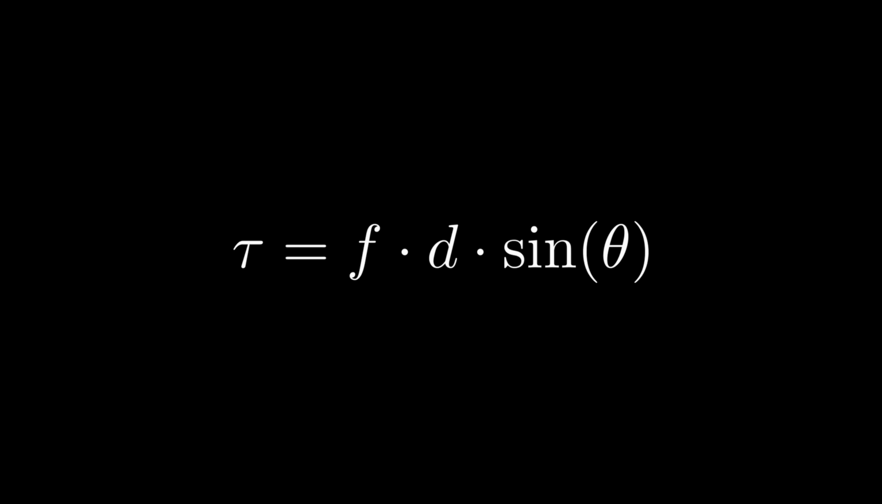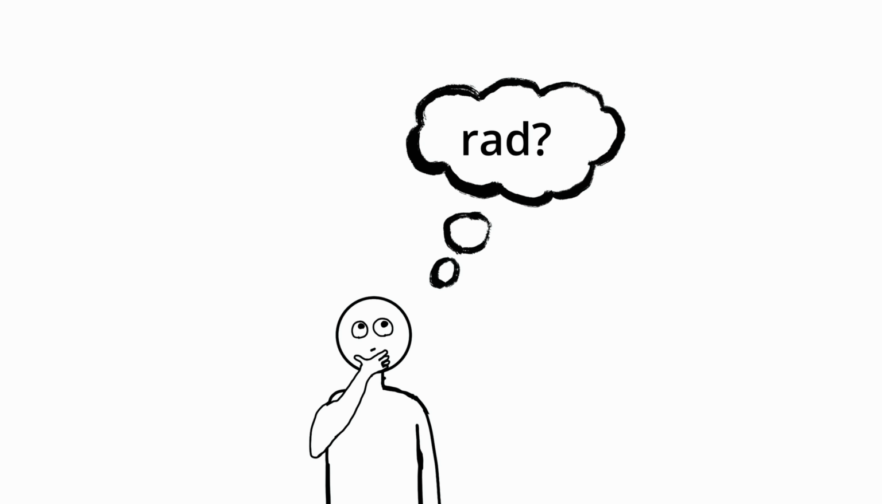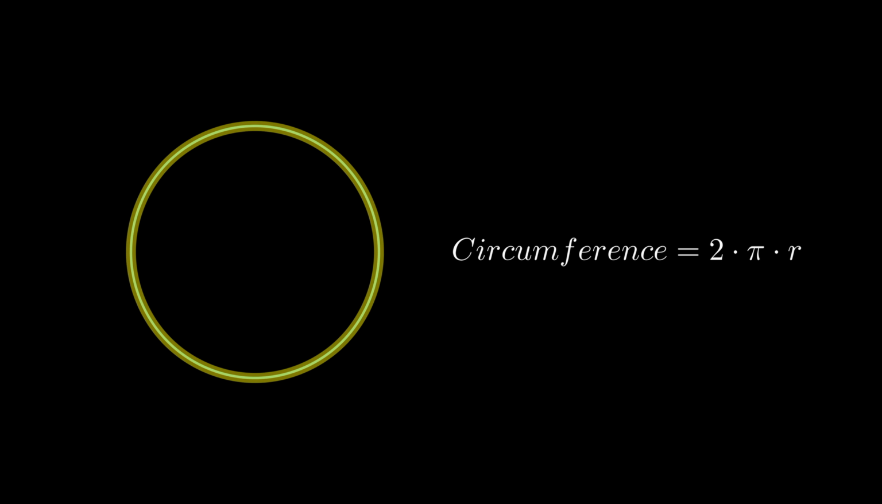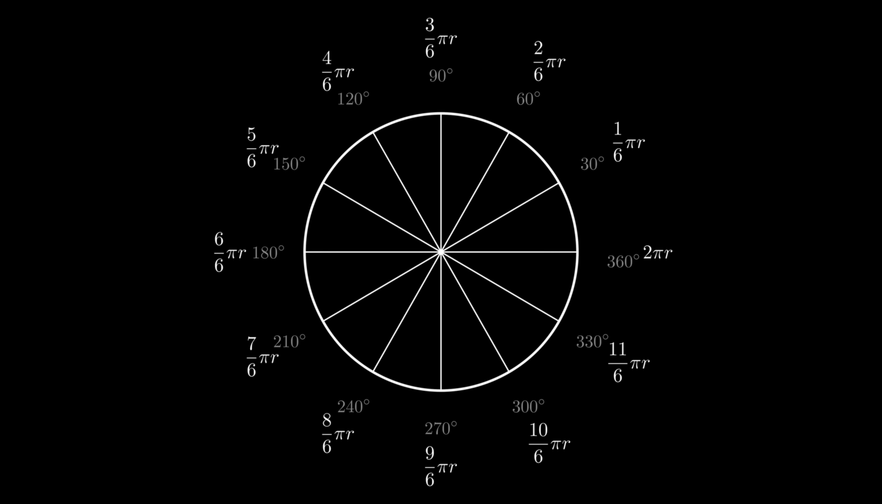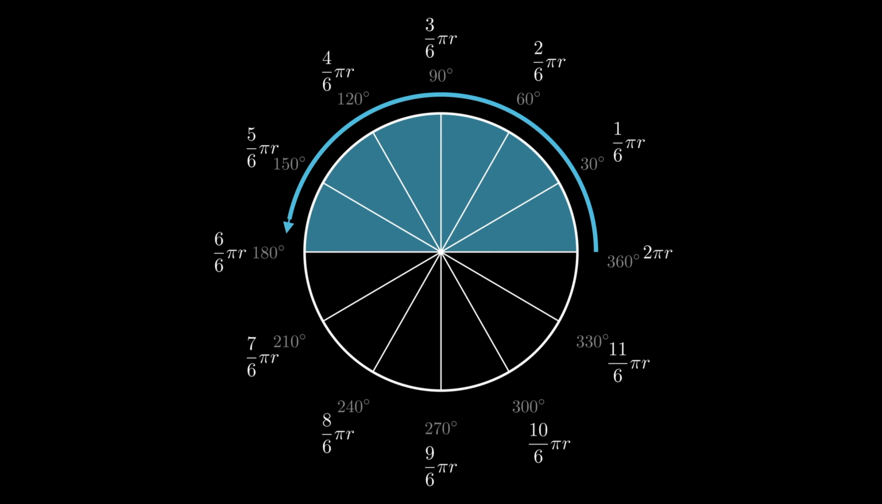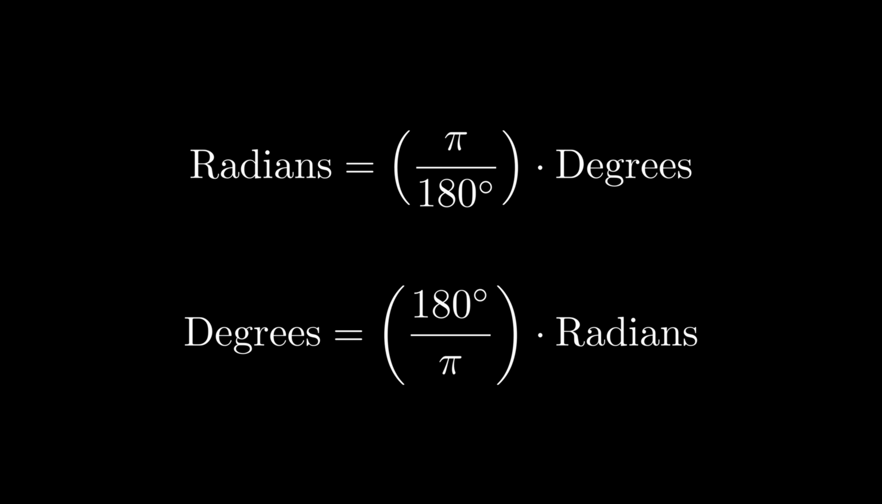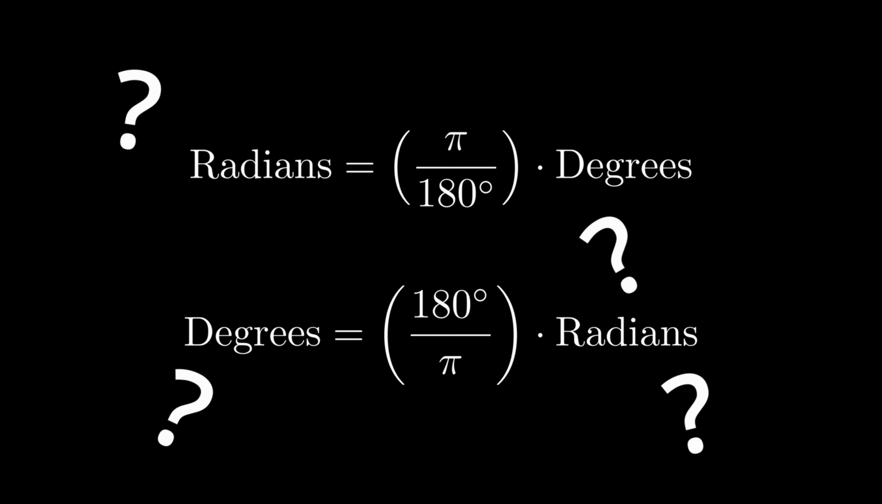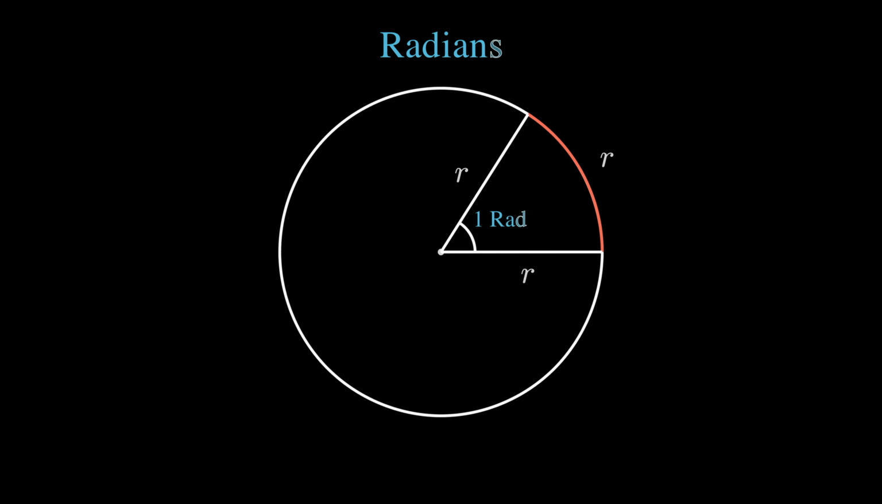You can also use radians for the torque equation from earlier. But what are radians? The circumference of a circle is 2 pi times the radius. Radians just tell you how much of that circumference is covered by the given angle. These two are the conversion formulas. But what is 1 radian? If you have a circle with an arc that has the length of a radius, then you get 1 radian.